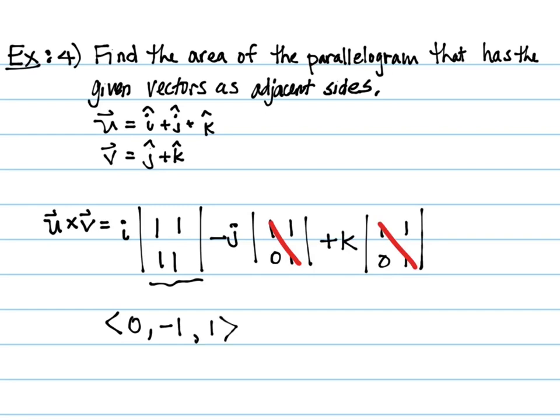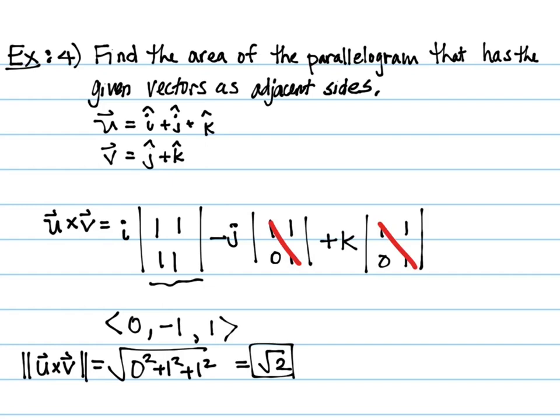Okay? If I did get a 0 vector here, we would have problems, right? We would have no area because there'd be no magnitude, which would mean the parallelogram doesn't exist. But we don't, and so we can do our magnitude here. Not a very exciting magnitude, granted, but I have 0 squared, 1 squared, and 1 squared. So what's the area of this parallelogram? Square root of 2. Do we have units? No, because we weren't given units to start with. If we had units to begin with, we would have units at the end as well. An area would be square units.